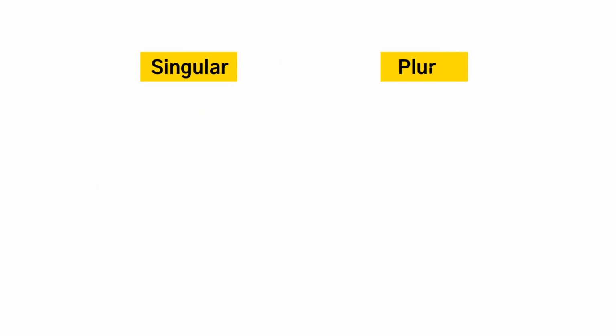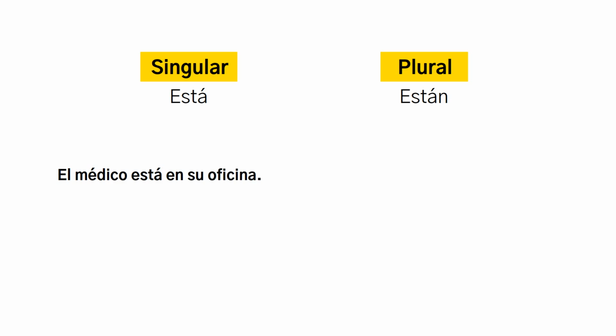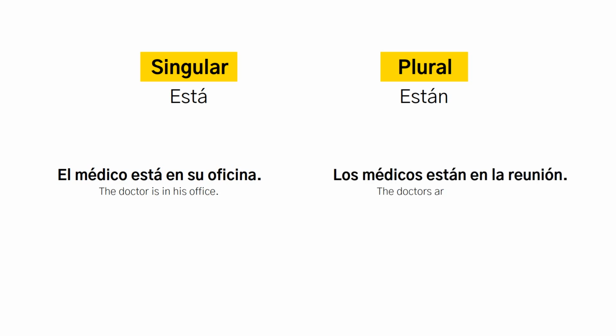Compare this to está and están. These must match what you're locating. One thing, está. Multiple things, están. El médico está en su oficina. The doctor is in his office. Los médicos están en la reunión. The doctors are in the meeting. You're tracking singular versus plural because you're talking about specific identifiable things.